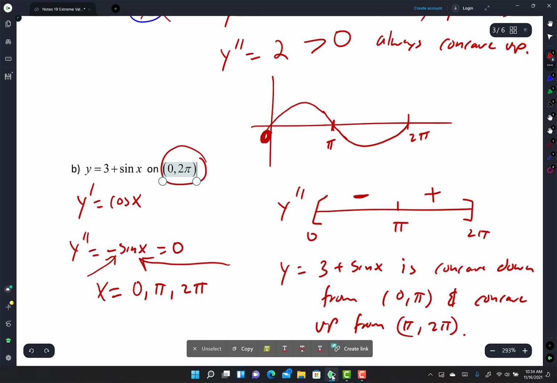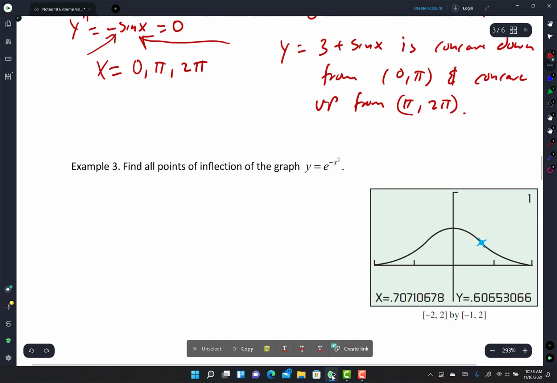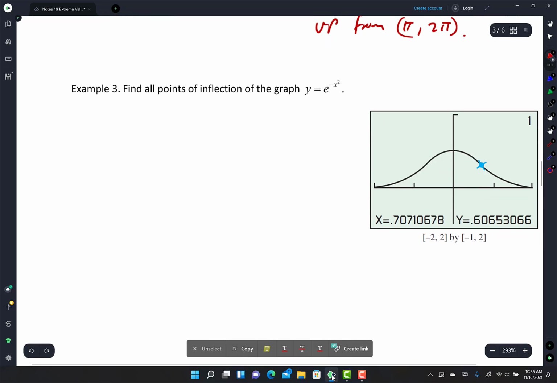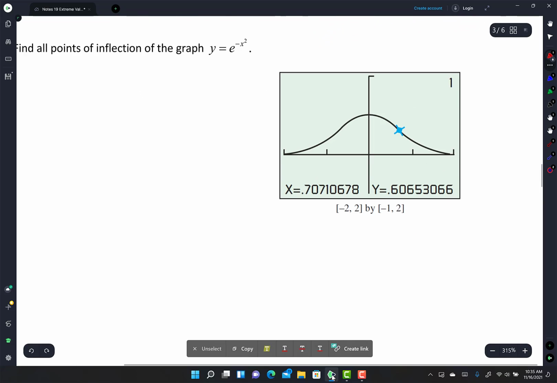And look at that. Is it concave down between 0 and pi? Yeah. Is it concave up between pi and 2 pi? Yes. What do you guys think? Don't worry, we're about to put it all together.